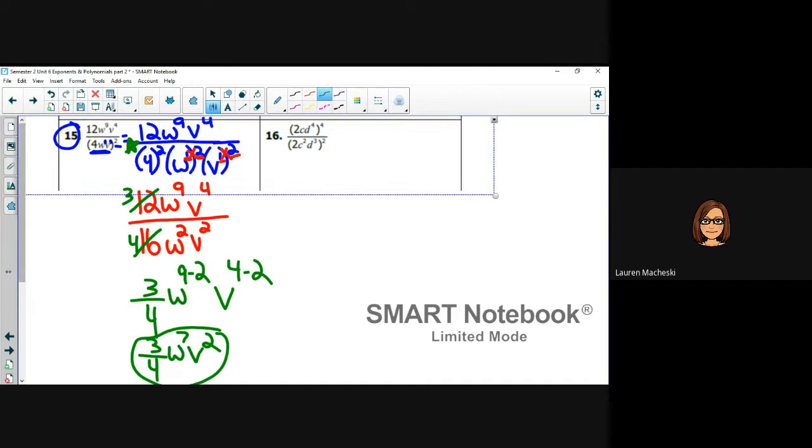number 16. So 16 is kind of incorporating a little bit of what we did in 13 and 14. 16 is asking you to raise everything in the numerator to the 4th power and everything in the denominator to the 2nd power. Because I got to get rid of those parentheses and those exponents first. So I do have to do a little bit more work here. So everything in the numerator gets raised to the 4th power. So 2 to the 4th. C to the 1st to the 4th. D to the 4th to the 4th. Everything in the numerator gets raised to the 4th, and everything in the denominator gets raised to the 2nd.